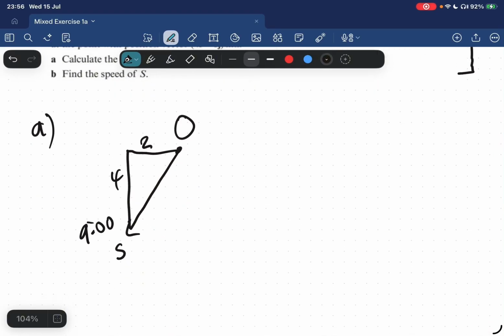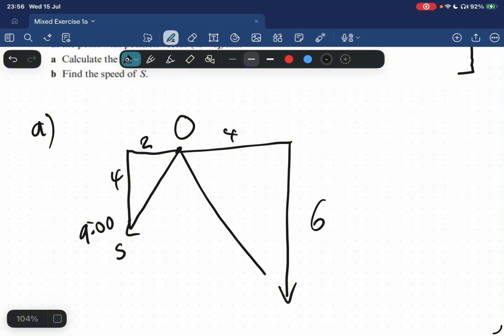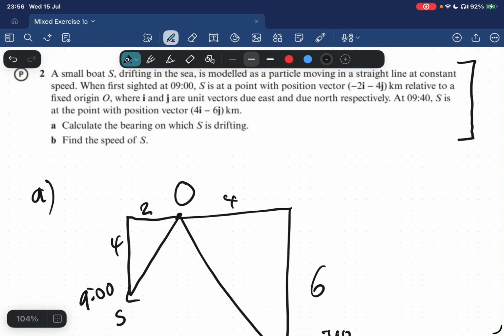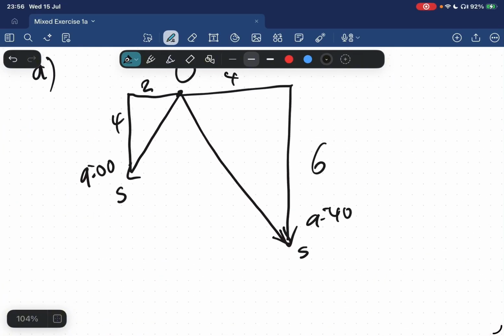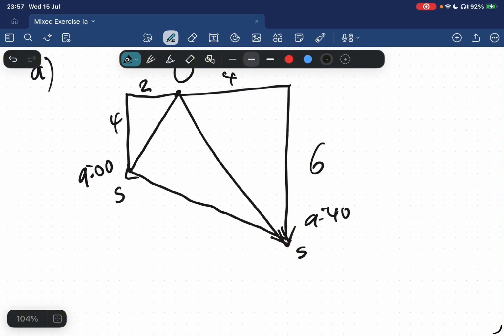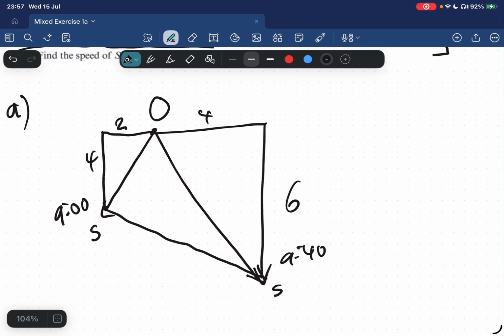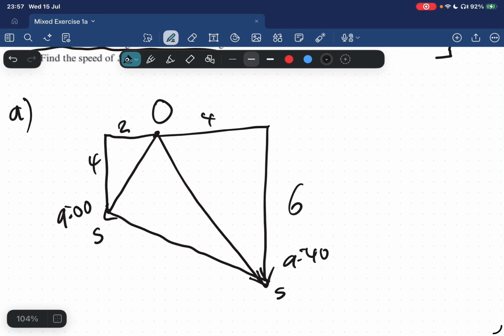Now where's it at 9:40? Well, it goes across 4 and down 6. So relative to the origin, here is where it is at 9:40. That's where S is at 9:40. Calculate the bearing on which S is drifting. Do we remember bearings from GCSEs? Key thing about bearings is you need to do a north from where it's from. It's drifting from 9 to 9:40, so it's got to start at the earliest time, so that's how we know it's from here.